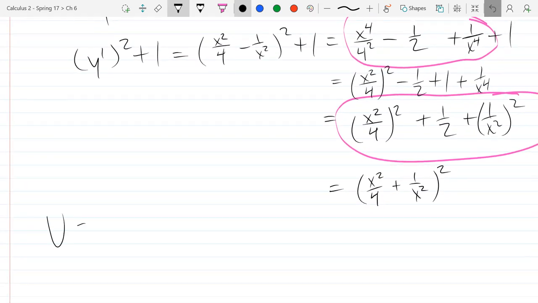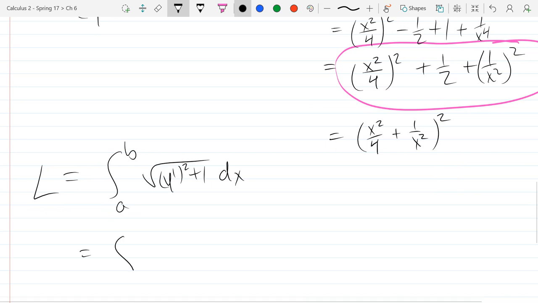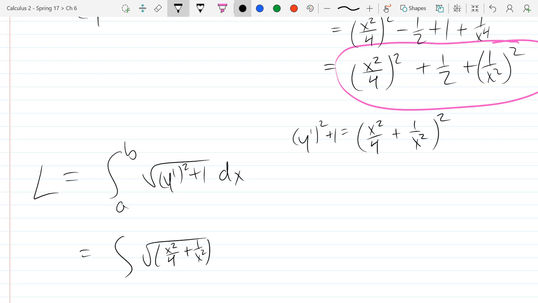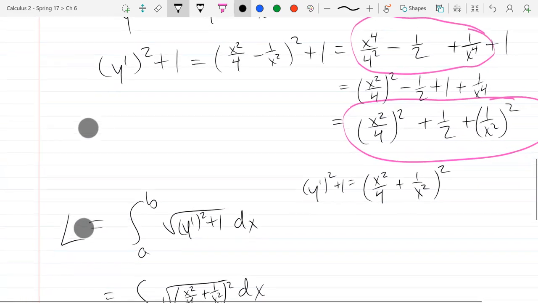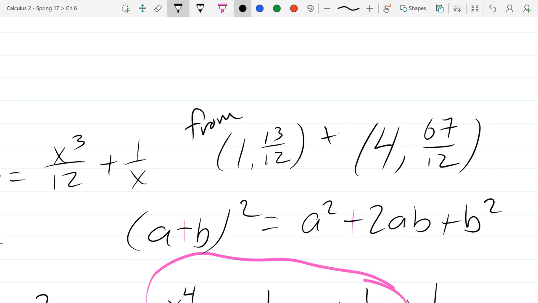So our arc length integral, a to b, square root of y prime squared plus 1, dx. So I'm using this. This is y prime squared, and I'm using that expression. Oh, it's y prime squared plus 1. And our x values came in a weird form. So we went from a point to another point. What do I use out of these points? So I got x values. I'm going from an x value to another x value. So I'm going to go 1 to 4.